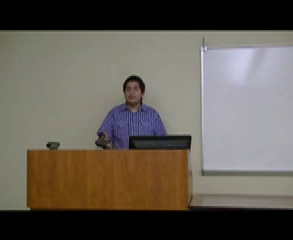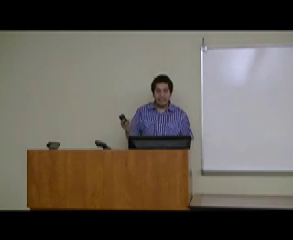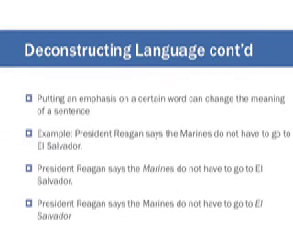It also changes when you put emphasis on one particular word and not the others. So you're saying the same thing, but the meaning is changing. For example, President Reagan says the Marines do not have to go to El Salvador. President Reagan says the Marines do not have to go to El Salvador. When I put the emphasis on the Marines, it's implying that the Marines don't have to go, but somebody else does. Or, President Reagan says the Marines do not have to go to El Salvador. By that, he's saying that the Marines do have to go somewhere, but just not to El Salvador.